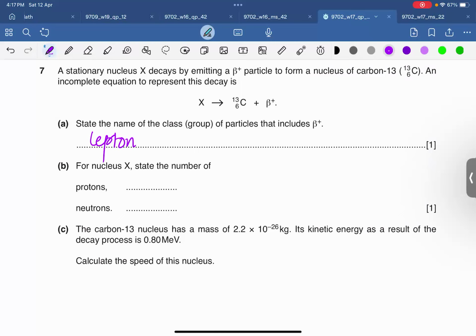In the beta plus decay, you know that a proton absorbs the electron nearby, and it emits the beta positive and a neutrino. So what will happen? The proton number will become 5, and the neutron will be 8, right? 6 or 8? 8. Okay, let's move on.